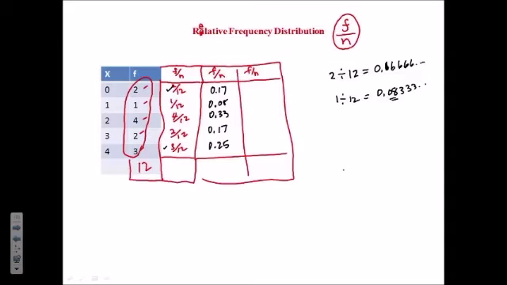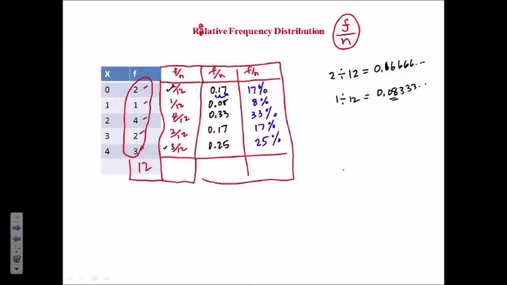It could also be a percent. To change a decimal to a percent, you merely move the decimal point 2 places to the right. So 0.17 is 17%, 0.08 is 8%, 33%, 17%, and 25%.